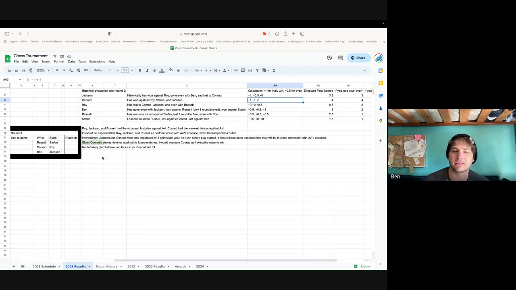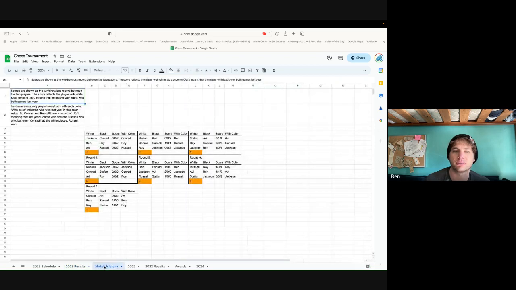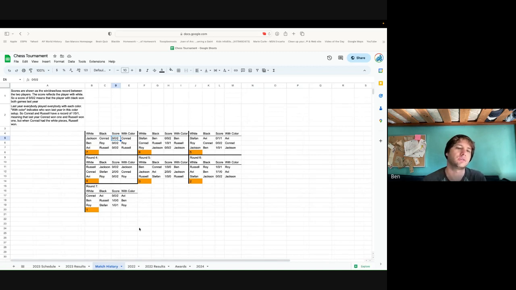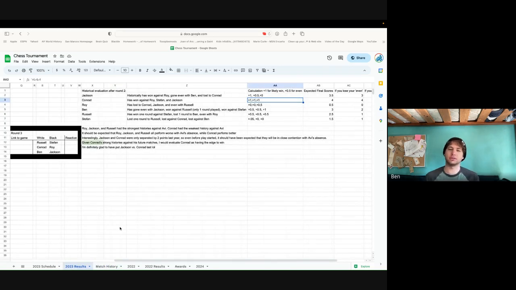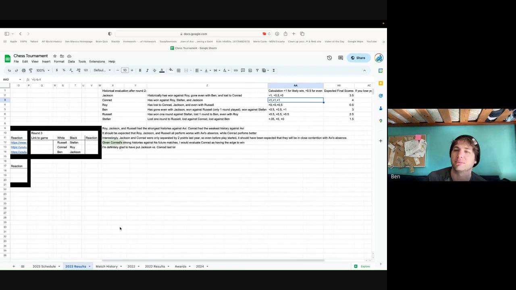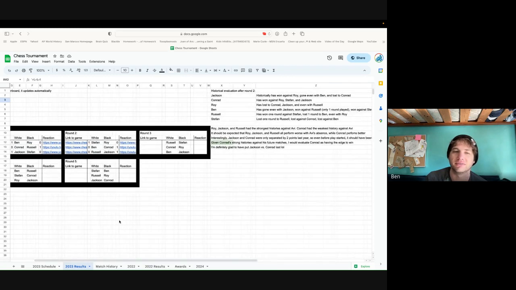And then the last thing is that Conrad's specific history against Jackson is pretty strong. If it comes down to a playoff, Conrad beat Jackson both times last year, so I would expect Conrad to win rather than Jackson. And I'm super glad that I put Conrad versus Jackson last, so that'll be the last match of the tournament. It does seem like where our leaders are going to come from as of right now.